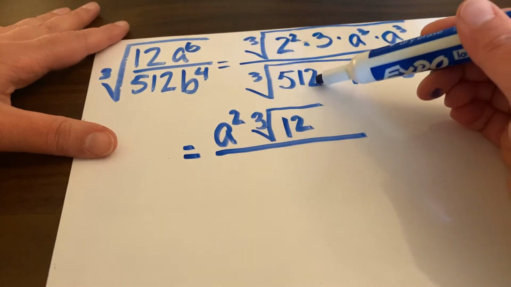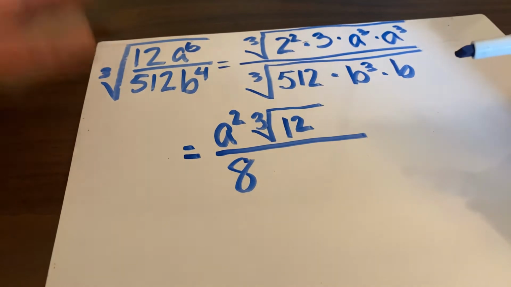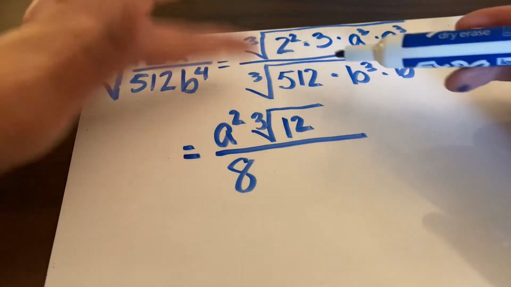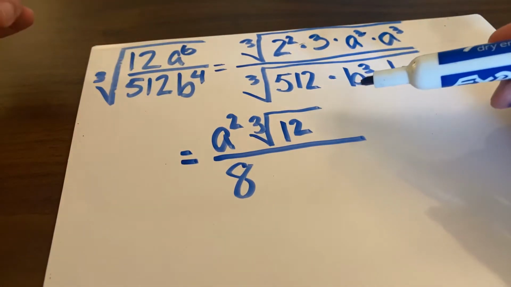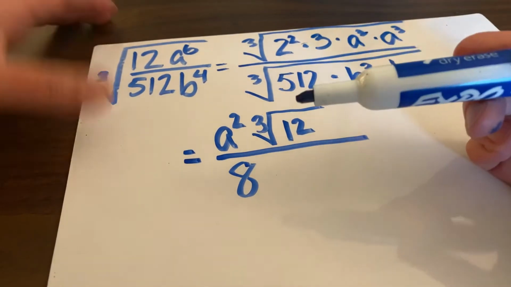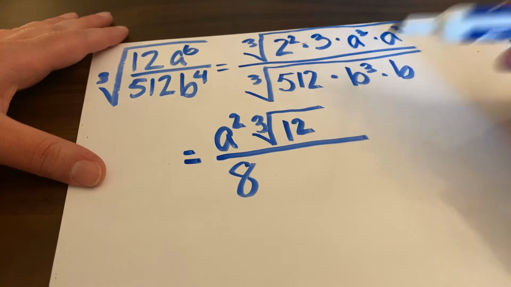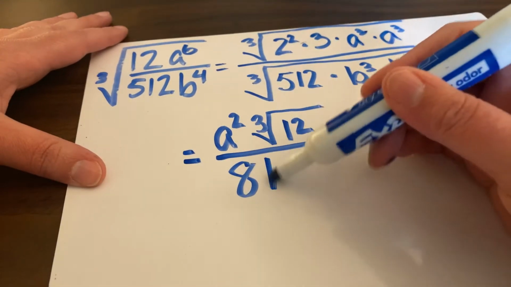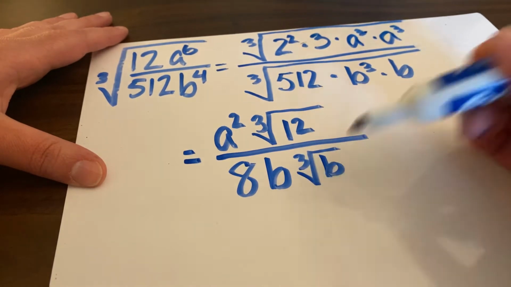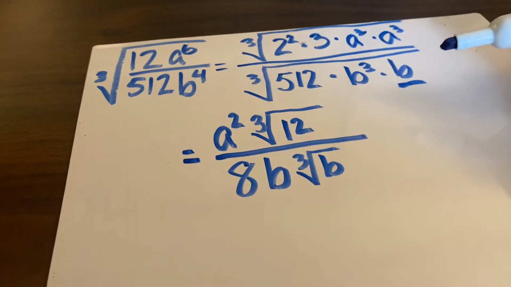The cube root of 512 is 8. If you don't have memorized that 8 cubed is 512, you can use your calculator to see if that would work out. And it does. So that's what I did here. The cube root of b cubed is just b. And that leaves me with the cube root of b. This guy is stuck inside the radical. It cannot come out.